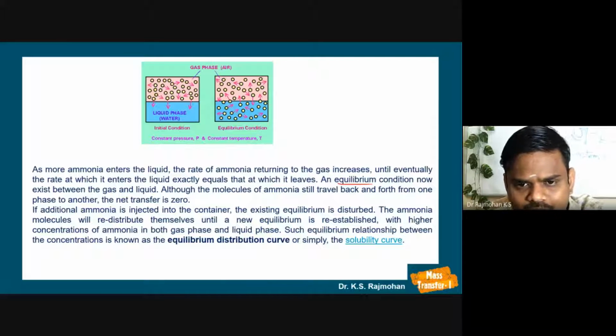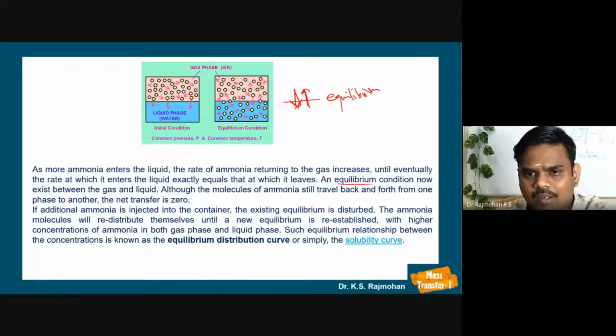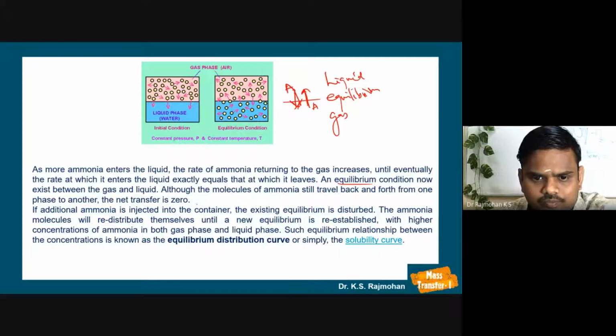I hope in thermodynamics courses you come across such situations always. Although the molecules of ammonia still travel back, there is forward movement and backward movement, right? So even though I say equilibrium, it is not that there is no flux, but the net flux is zero. At equilibrium, the amount of ammonia entering the liquid and the amount of ammonia leaving the liquid will be the same. But there will always be movement of solute A into the liquid and solute A from the liquid to the gas phase. That's why we say the net transfer is zero at equilibrium.